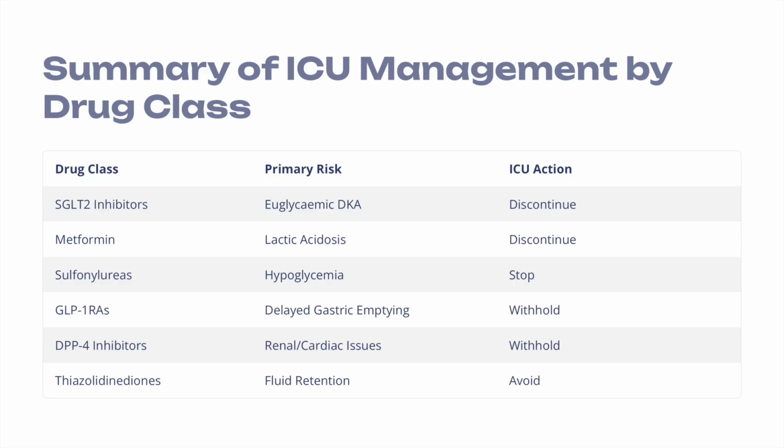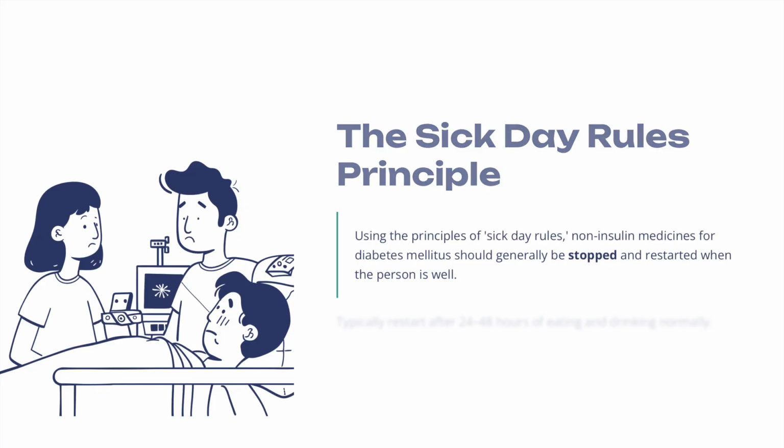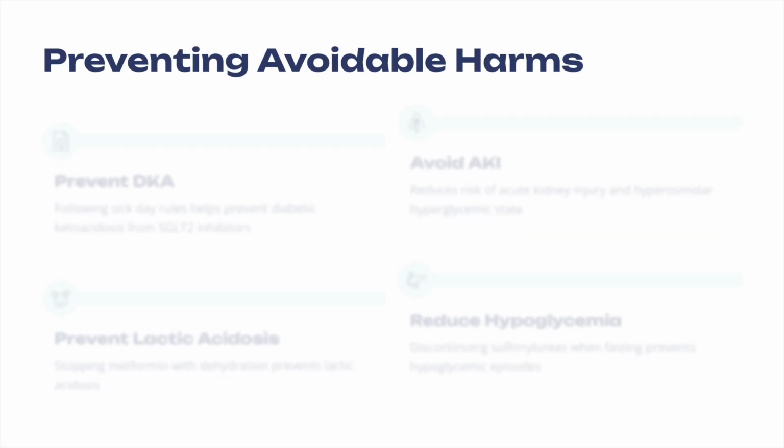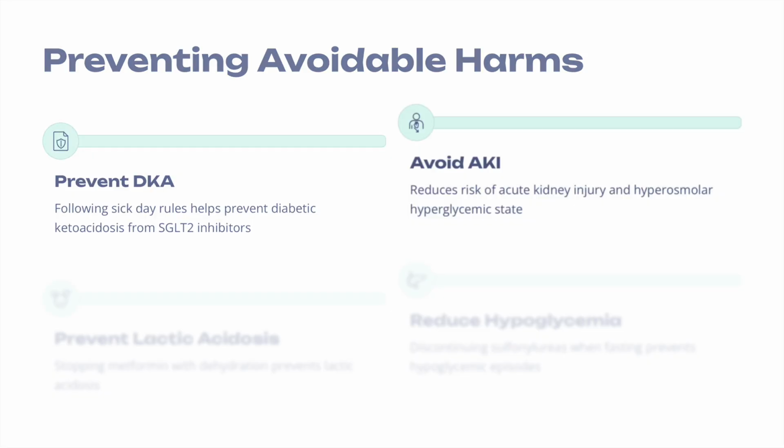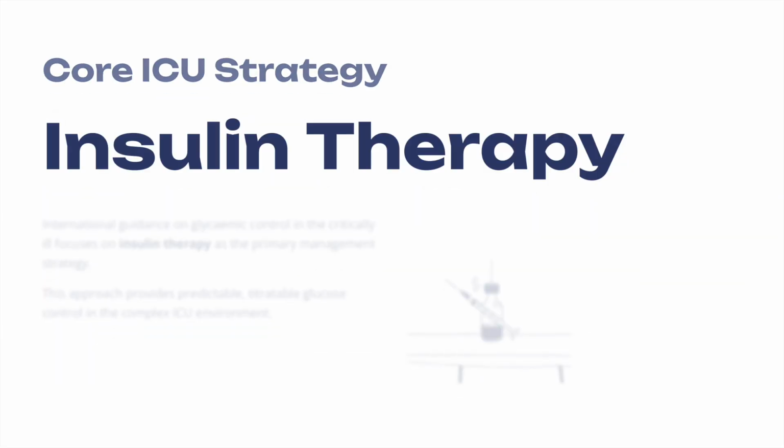SGLT2 inhibitors and metformin should be discontinued. Sulfonylureas should be stopped. GLP-1 and DPP4 agents should be withheld, and it's better to avoid the other agents because of the fluid retention risk. So always follow the 6-day principle, which means that you start these medications only after the patient is taking everything well for at least 24 to 48 hours. To prevent the harms of DKA, AKI, lactic acidosis and possible hypoglycemia, it is better to avoid these medications.